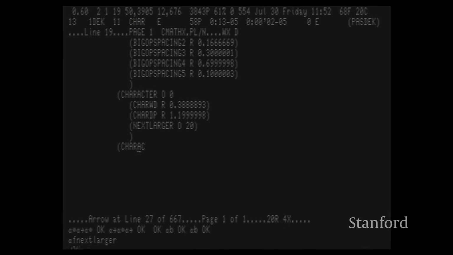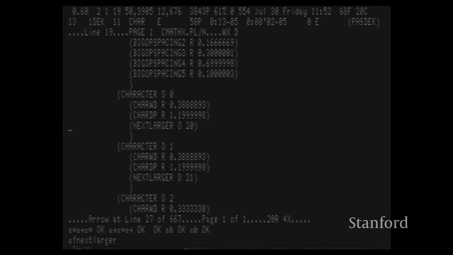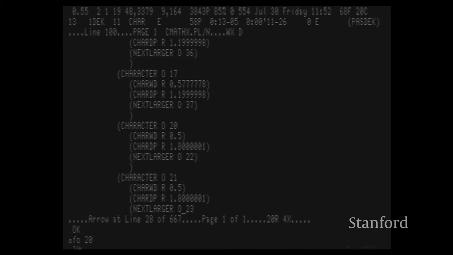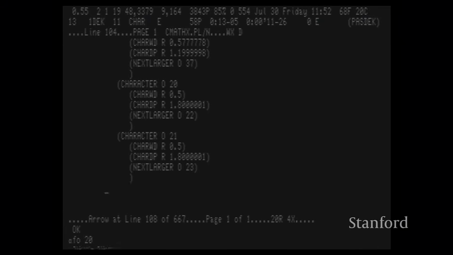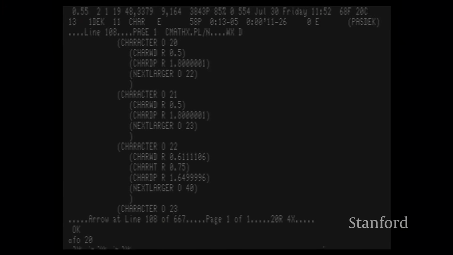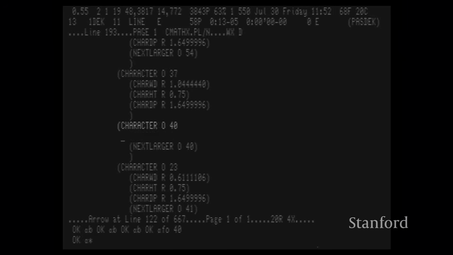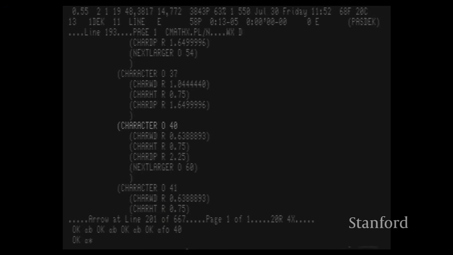Character 0 is actually a left parenthesis, so it points us to character 21, which is the next larger size of left parenthesis. Character 20. Let's look at character 20 and see what it tells us. And it tells us the next larger is 22, and character 22 tells us that the next larger is 40. Maybe I should have taken a shorter chain here, but we're getting larger and larger left parentheses. Character 40 has 60 as the next larger one.